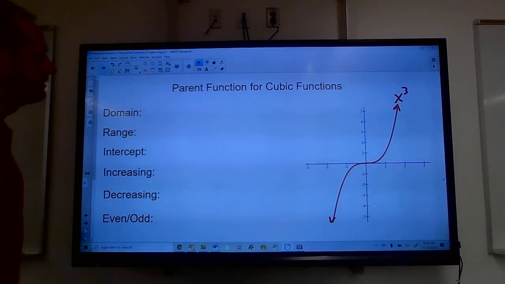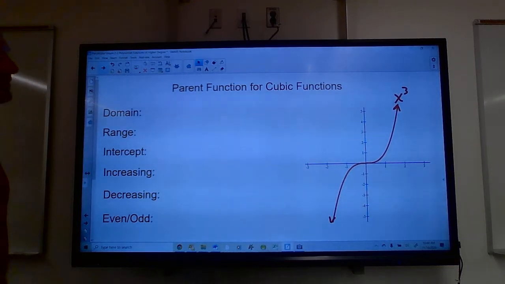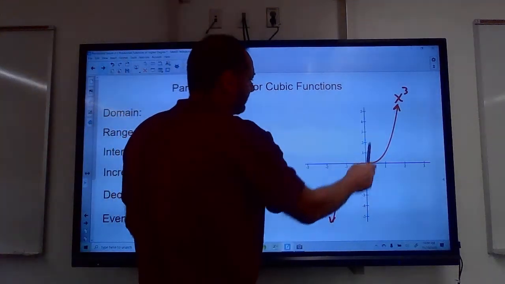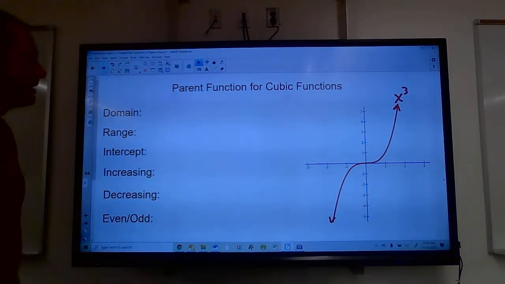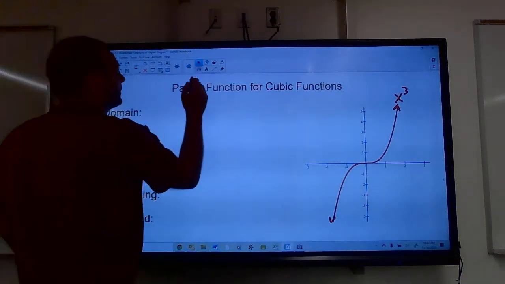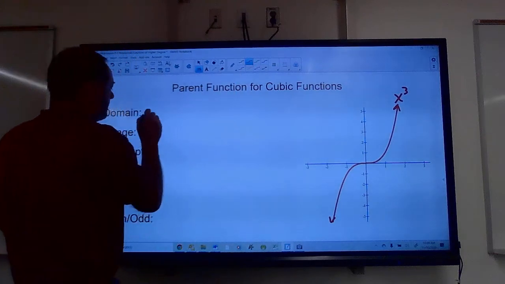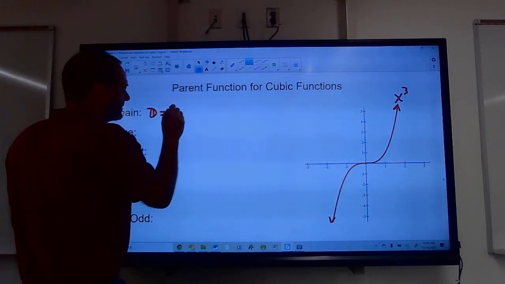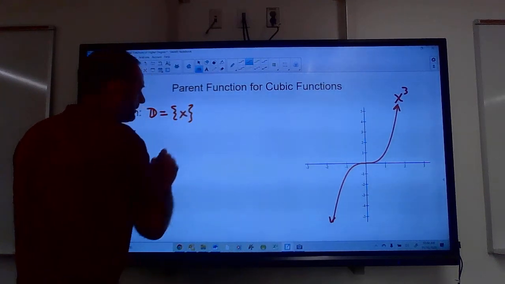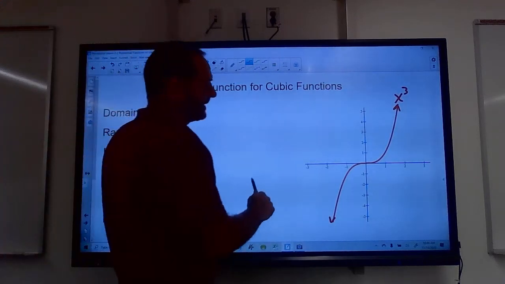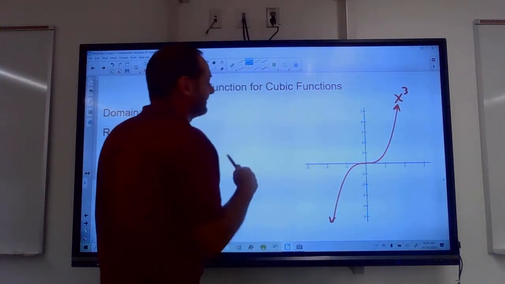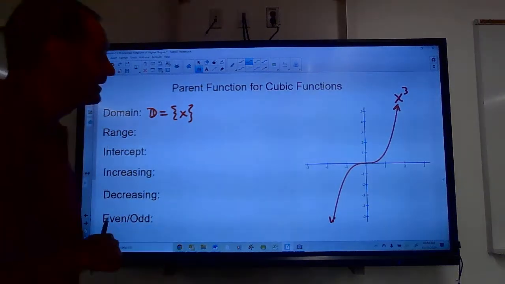Okay, the parent function for cubic functions would just be the function x cubed. All right, we'll go through the domain here. The domain is the set of all real numbers. I can take any number I want along the x-axis and I can cube it. No problem there.